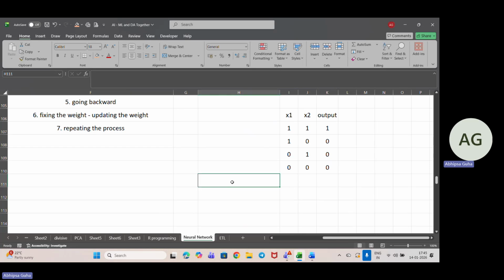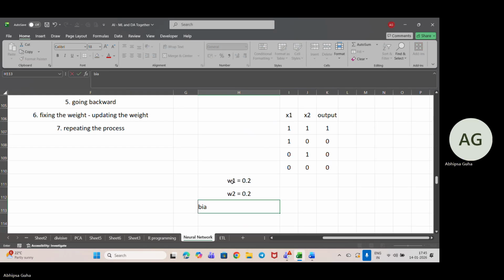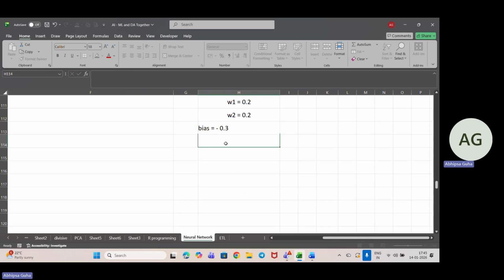Okay, and I am taking W1, that is 0.2. I am taking W2, that is 0.2. I am taking bias, that is minus 0.3. Let me check it with minus this time. And learning rate, that I am taking as 0.1.